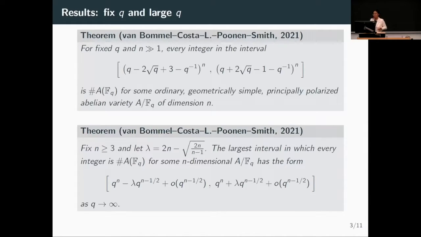So next, let me show you a consequence of an effective version of our first theorem. And the first theorem will be the one I'll be focusing on today. And also I'll tell you the motivation for our work.